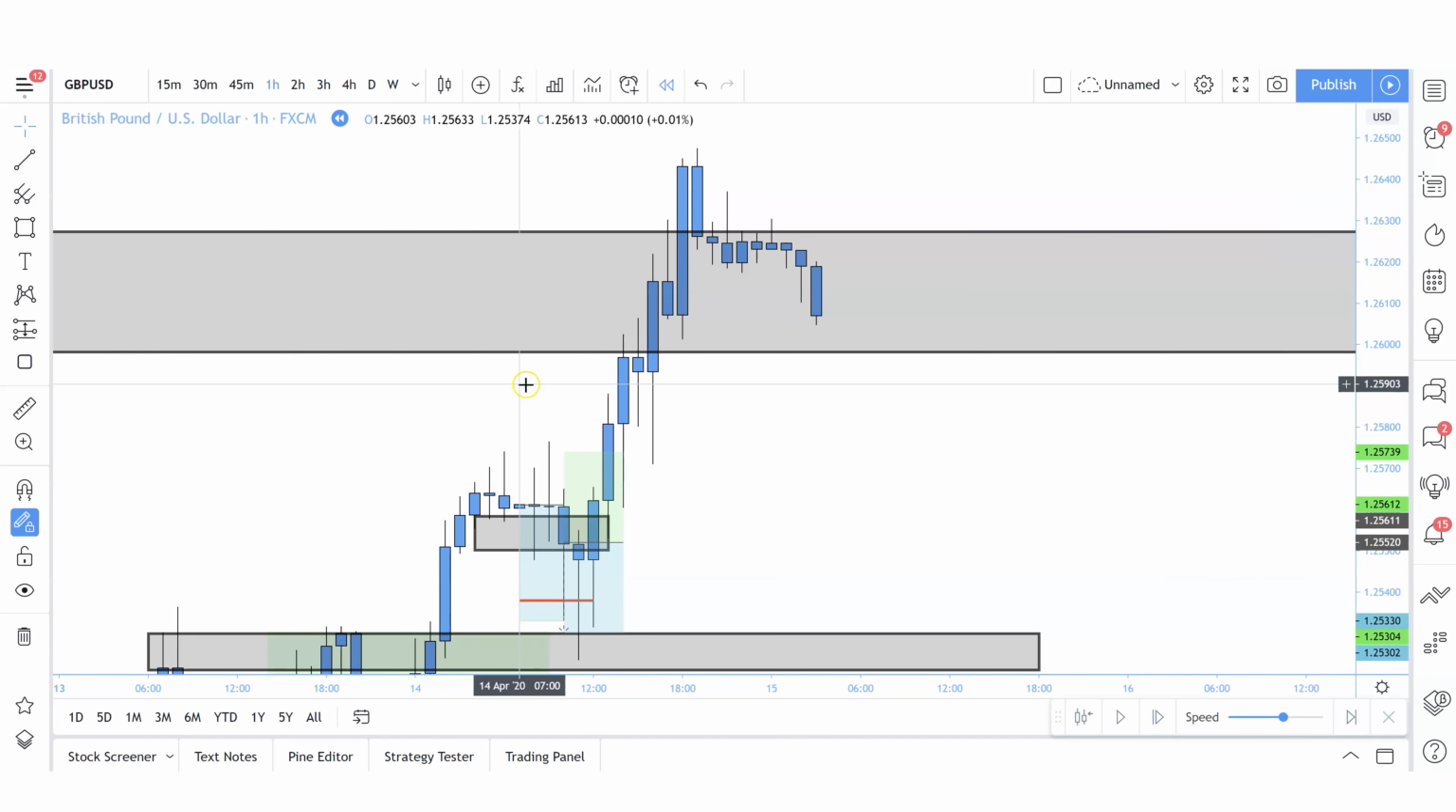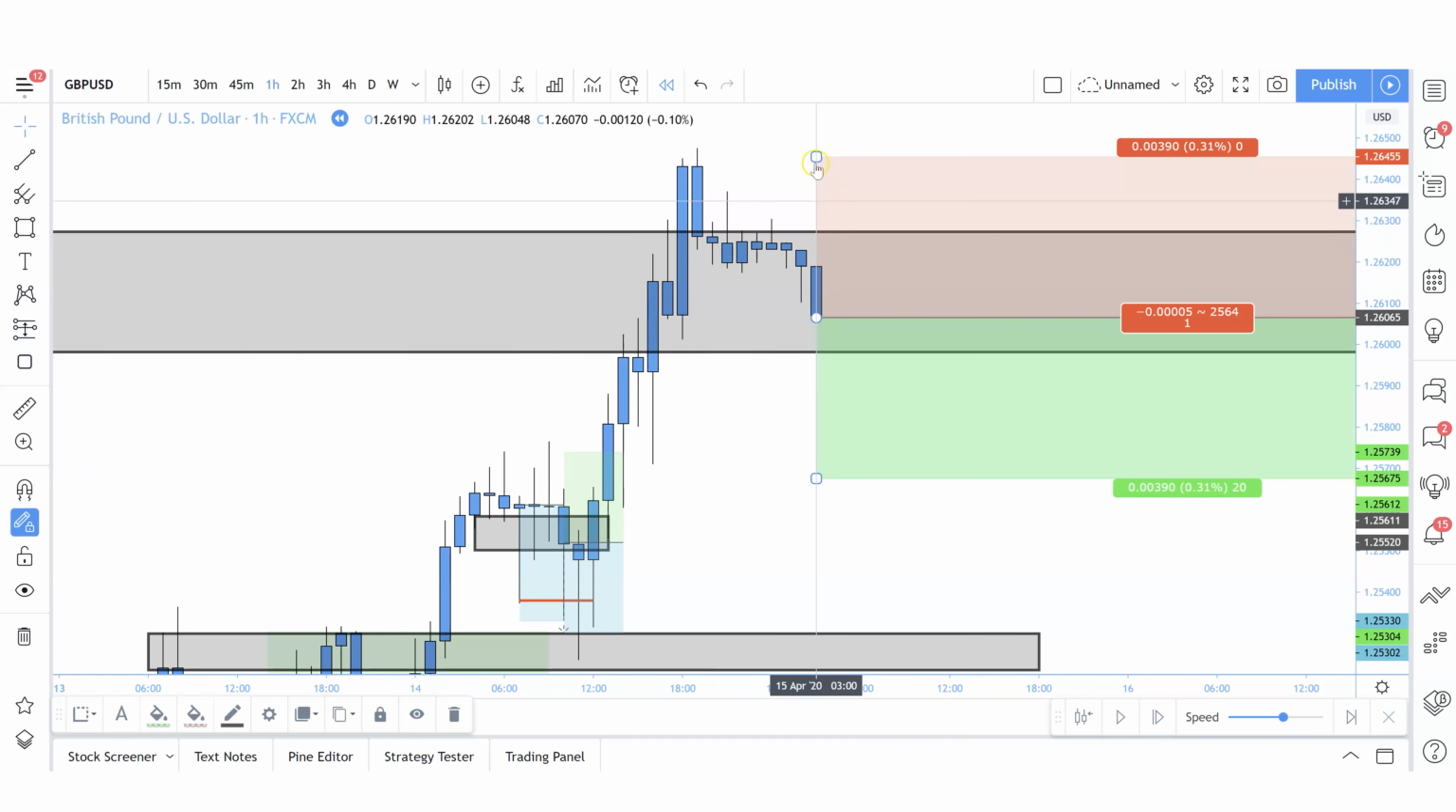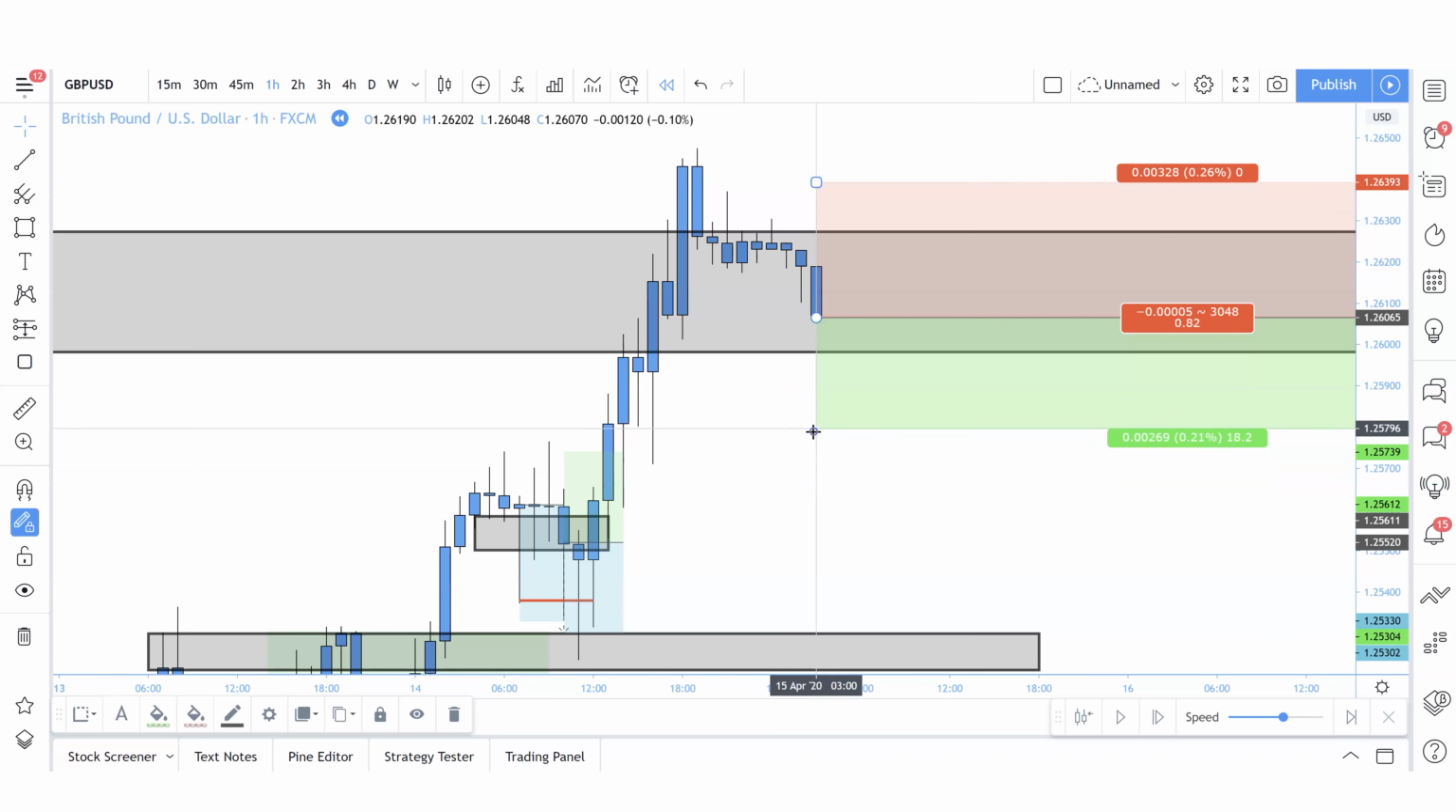If I was to take this trade, I wish this candle was closed so I could see it on the 4H. But if I was to take this trade with a stop loss above this structure, would I get a 1-to-1 before I get to like this reaction area here?